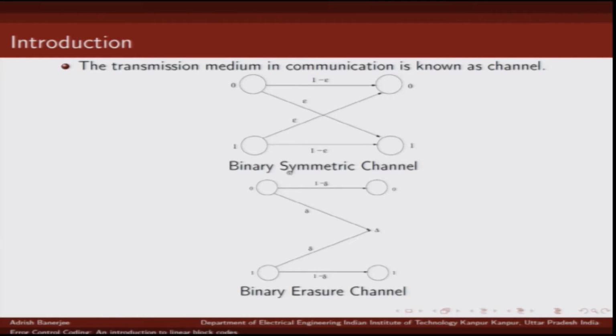This is a symmetric channel, and because the input and output are binary, it is known as the binary symmetric channel. Another channel which is very commonly used to model packet data networks is known as the binary erasure channel. There are binary inputs, zeros and ones, and at the output either you receive whatever has been transmitted correctly, or whatever you have transmitted is erased. This delta that you see denotes an erased bit using this symbol. With probability 1 minus delta, you receive the bit correctly, and with probability delta the bit is erased or lost.